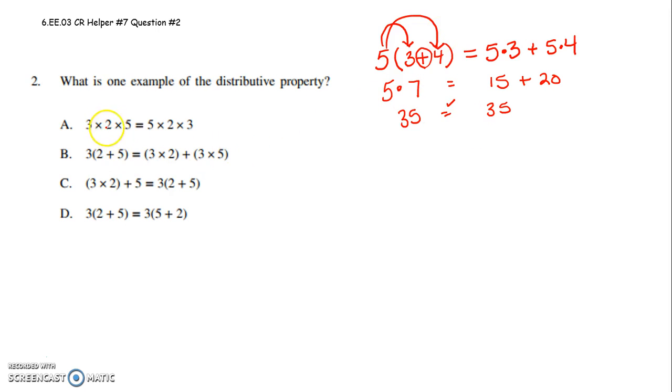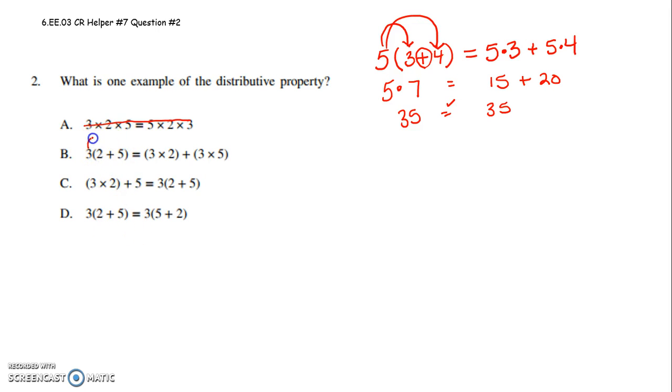So let's look at our examples. Okay, this is just 3 times 2 times 5, 5 times 3 times 2. No, that's not distributive. Distributive is going to have some sort of a multiplication over something going on in parentheses. So at least these last 3 have parentheses.